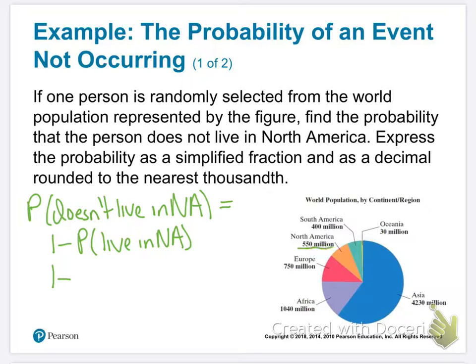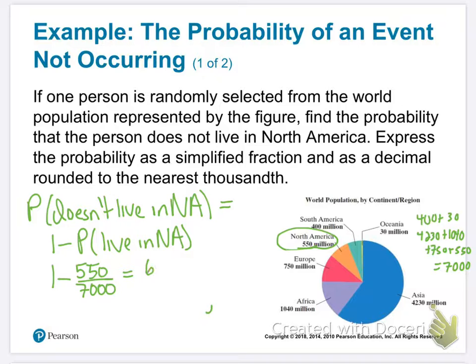So I can do 1 minus the probability that they live in North America. Well, we're not going to put it in millions, but we know that that's right here. 550 million, so I'm just leaving 550 over the total. And we know that the total is given on here somewhere. Well, nope, we got to add it up. So we're going to add up 400 plus 30 plus 4,230 plus 1,040 plus 750 plus 550, and that gives me 7,000. So I end up with 6,450 over 7,000, which is 129 over 140, which is approximately 0.921.